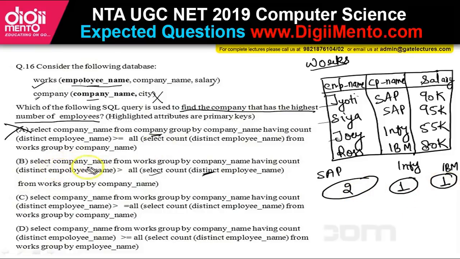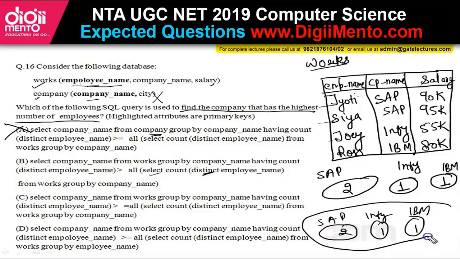It is saying select company name from works group by company name having count distinct employee name. So this is also doing the same thing: 2, 1, 1. Okay, SAP, Infi and IBM. So they are saying this is my outer query and it should be greater than the inner query. So this is wrong. Why? It's just a small mistake here.